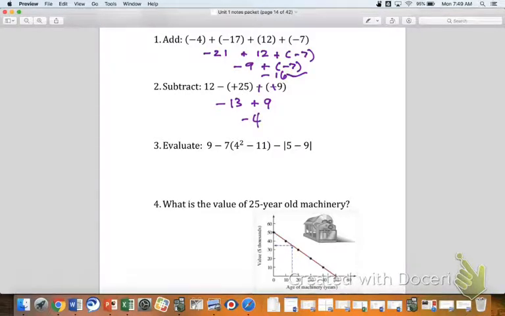So if you got negative 4 for number 2, I think we're doing pretty good. If you didn't get negative 4 for number 2, maybe make a note of it. And if you want to talk about how we got to that, happy to do so.